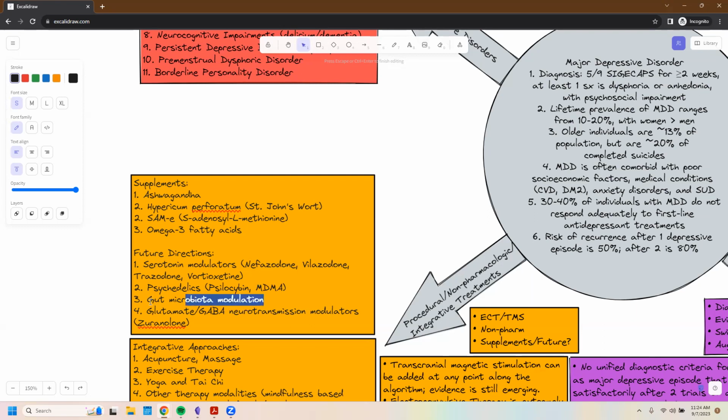Gut microbiota modulation, it's exactly what it sounds like. And then glutamate and GABA neurotransmission modulators. Y'all might have heard of the new FDA approved medication for postpartum depression, which is zuranolone. That's something that is new on the market, got approval I think a couple of months ago, and is specifically indicated for postpartum depression.